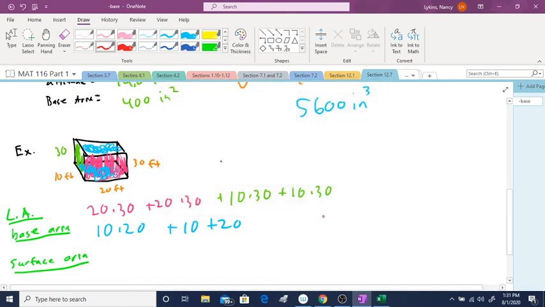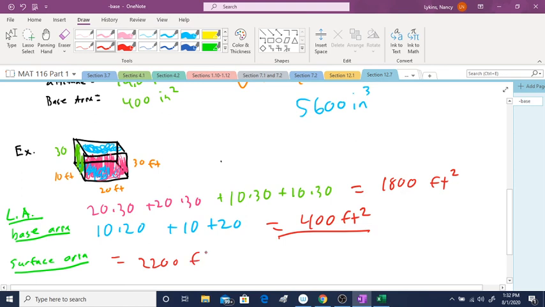Now, I've got both the lateral and the base area. So 20 times 30, 20 times 30, that's 1,200. 10 times 30 plus 10 times 30, that's 600. So you should get on your calculator 1,800. Now this is going to be feet squared. Your bottom's 10 times 20, and 10 times 20, that should give you 400, and it's also feet squared. So my total surface area, when you add those together, is 2,200 feet squared.